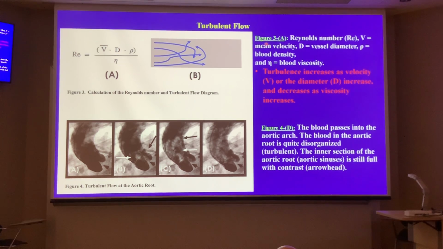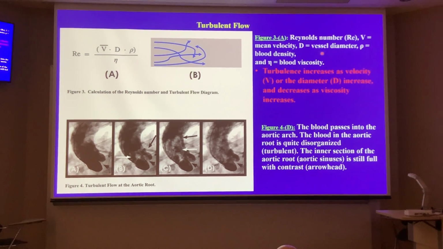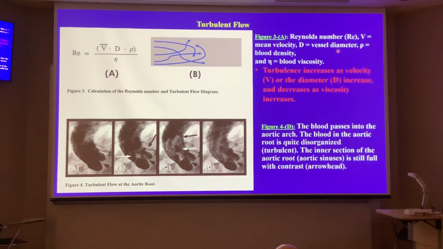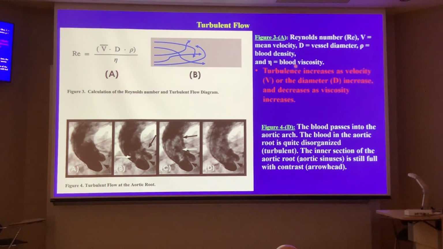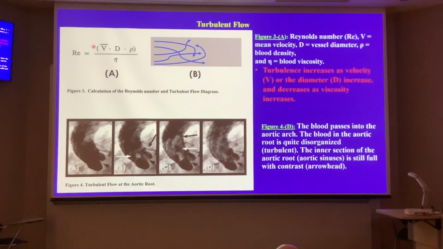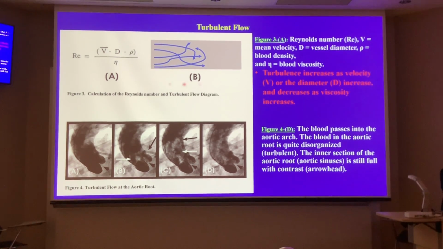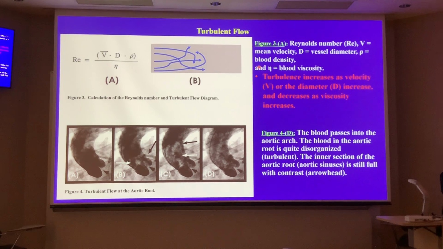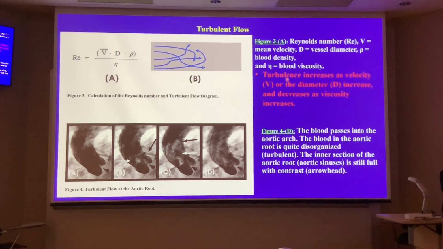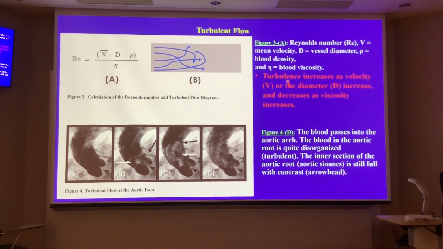So V is the mean velocity, D is the vessel diameter, ρ is the blood density, and η is the blood viscosity. Based on this equation, we can predict and calculate the characteristics of turbulent flow. And we can see the conclusion here.